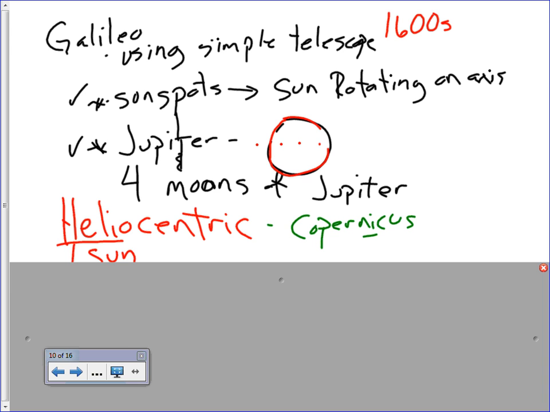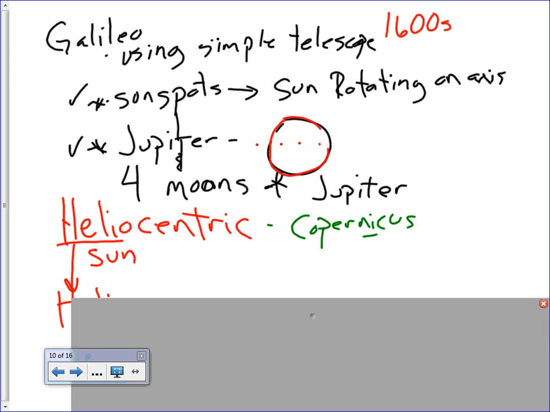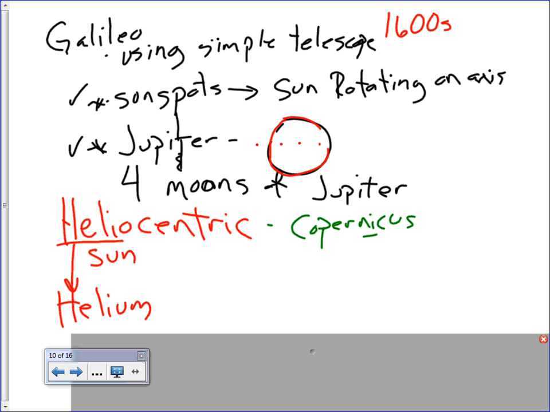So this leads us to the heliocentric model. Helio means sun, refers to the sun. The sun, of course, is made up of mostly helium, so the sun is the center. And yes, Copernicus was one of the first ones who came up with this idea. It wasn't a brand new idea, but Galileo was the first one to really say, look, this is the way it is. I don't care how unpopular it is. I know this is what is going on.